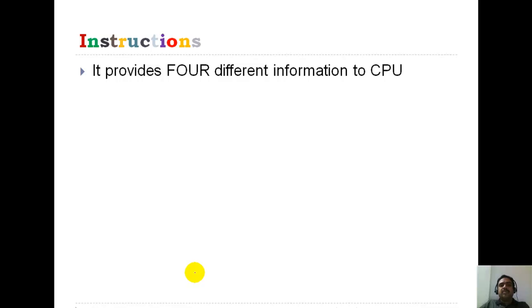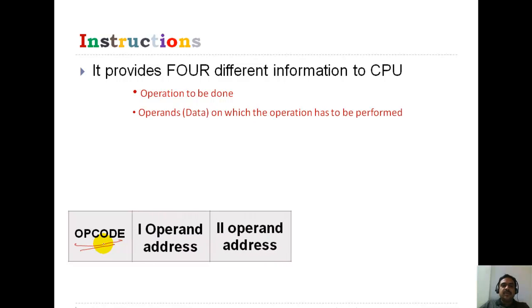Now we have already spoken about instructions. I'll just go over it quickly. It provides 4 pieces of information to the CPU. The first is the operation to be done, or opcode. That's how we get the name opcode, operation code or instruction. That's the first piece of information it conveys. The second piece of information is the operand on which the operation has to be performed, operand 1, operand 2. I already told you it can be given directly, as an immediate data, or through addressing, which is called direct addressing or even indirect addressing.